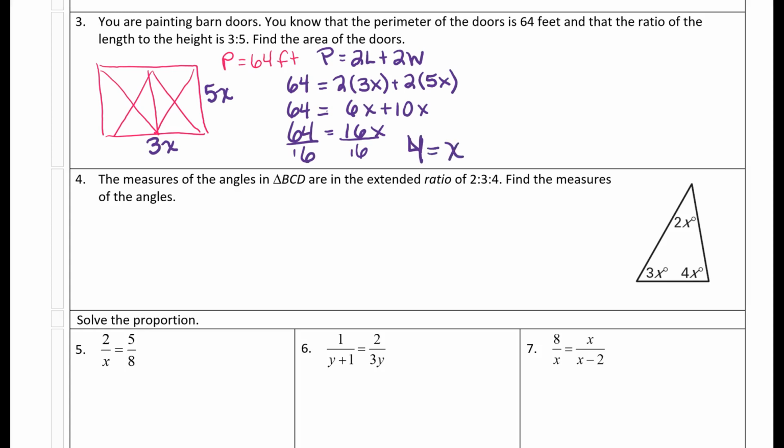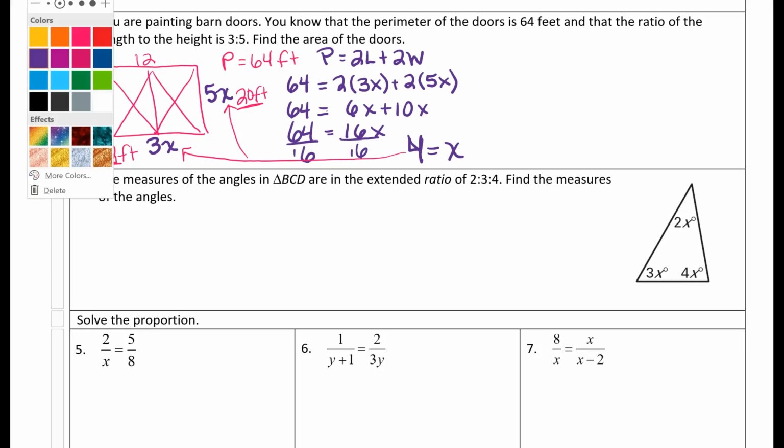But I am not finished. So since I know 4 is equal to x, I can now bring 4 over here. And this is going to give me 3 times 4, which is 12 feet, and 5 times 4, which is 20 feet. Now, a quick check of this will give me the perimeter back. So if this is 20 and this is 20, that's 12 and 12. Yes, it does give me 64. And yes, 12 to 20 has a ratio of 3 to 5. But I am not finished with this problem.